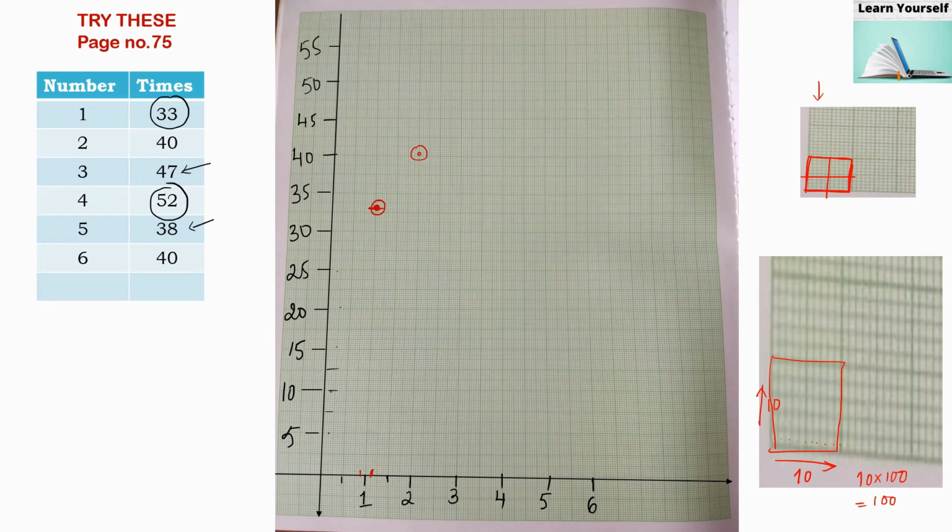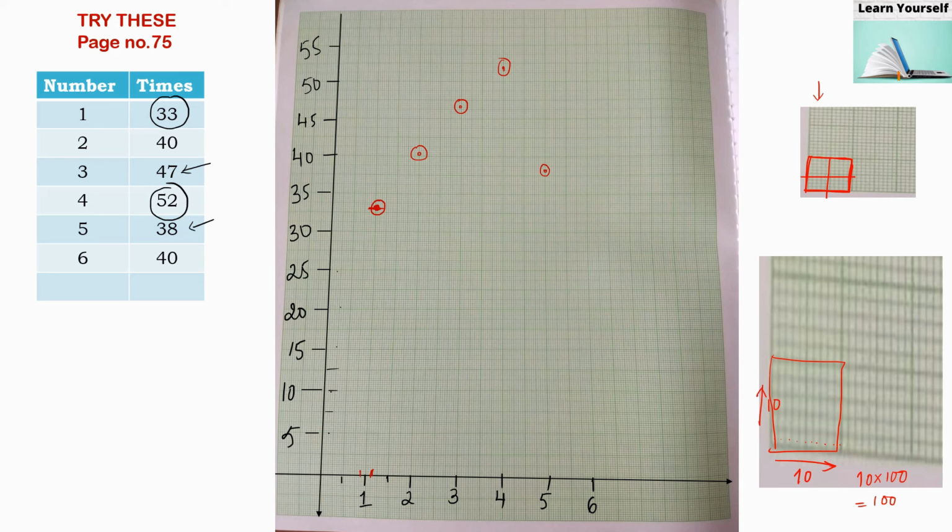Then number 3 is 47. This is my 45, and 47 comes after 2, so it comes here like this. Then 52: number 4 is appearing 52 times, so this is 50 and 2 more. So here it is 52. Then number 5 is appearing 38 times. This is my 35 and after that I have to count 3 numbers, so 38 is going to come here.